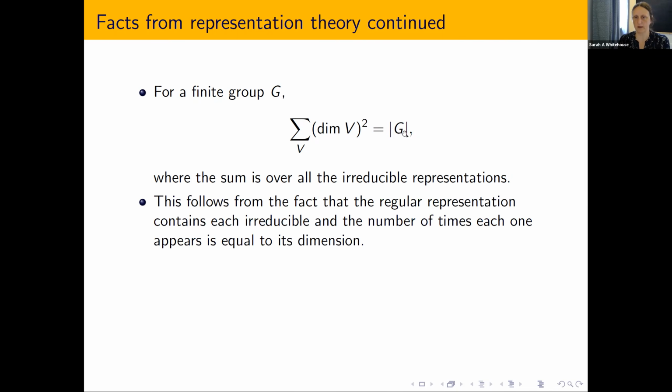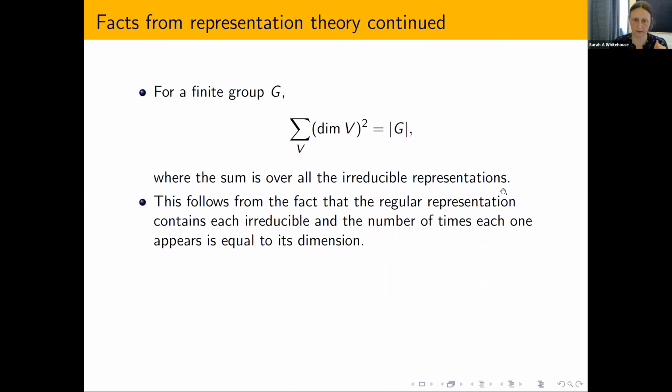That's true for a reason: the regular representation, which has dimension the size of the group, contains every irreducible, and the number of times it contains it is the same as the dimension of the representation. So if you decompose the regular representation as a sum of irreducibles, each irreducible is there, and the number of times it's there is equal to its dimension. So a dimension count tells you that the sum of the squares of the dimensions must be equal to the size of the group.